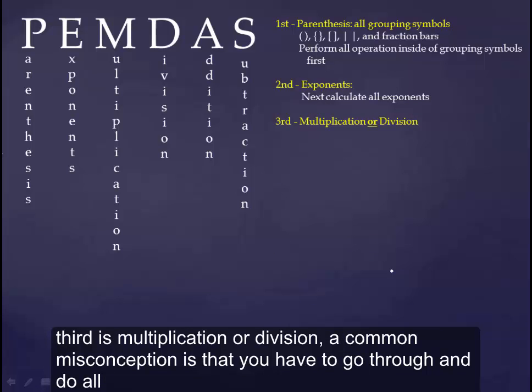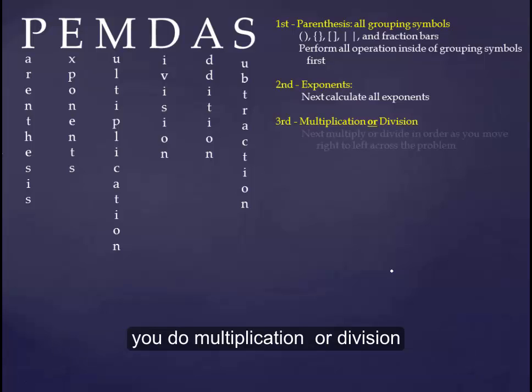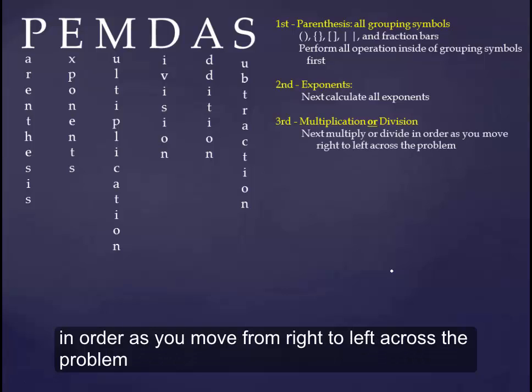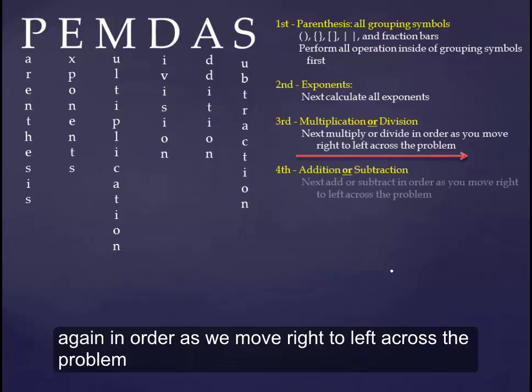Third is multiplication or division. A common misconception is that you have to go through and do all of the multiplication first and then go through and do all of the division. You do multiplication or division in order as you move from right to left across the problem. Finally, we add or subtract, again, in order as we move right to left across the problem.